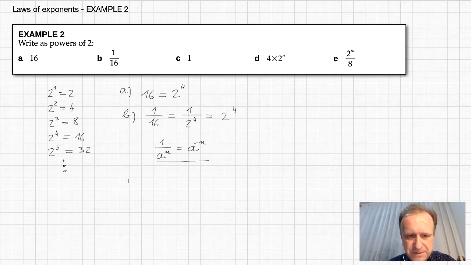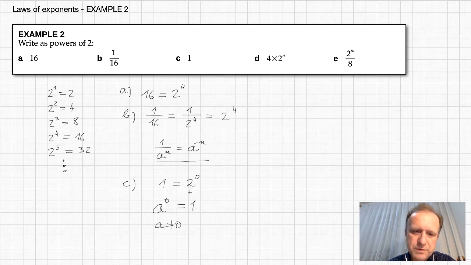Okay, now let's do part C. In part C we have just number 1. Number 1 is 2 to the power of 0, and the reason for that is that a to the power of 0 is always 1 for a's different from 0. So in our case the base here is 2. 2 is different from 0, so therefore 2 to the power of 0 has to be 1. Now let's do part D.